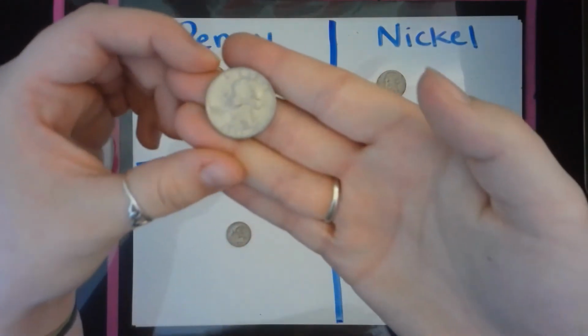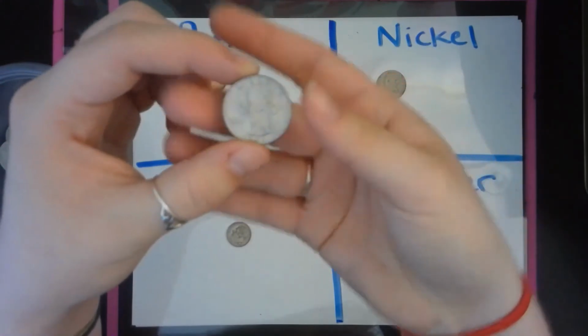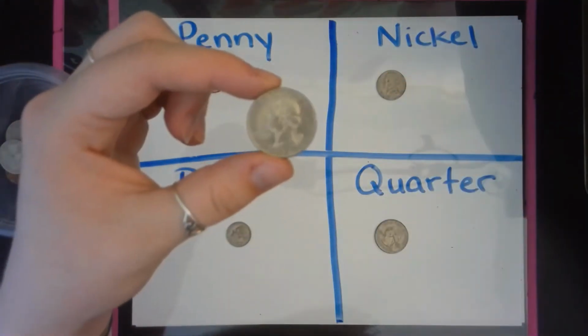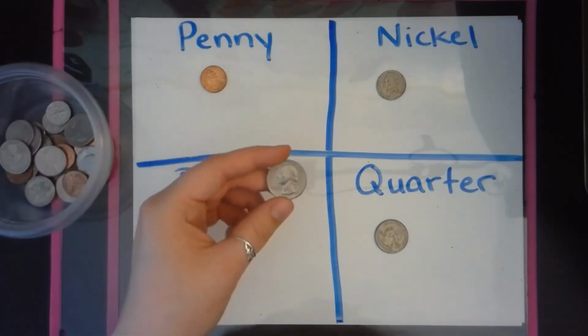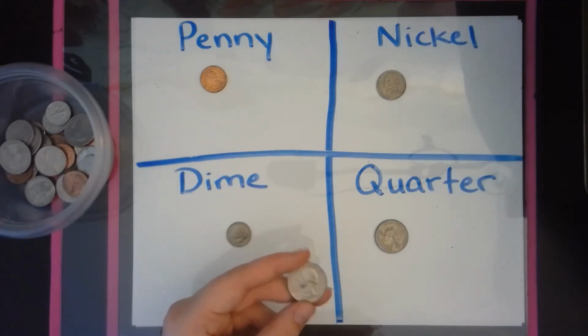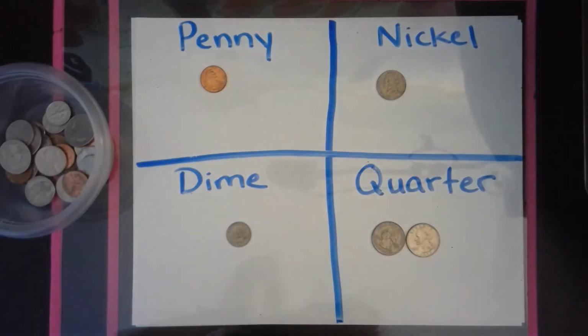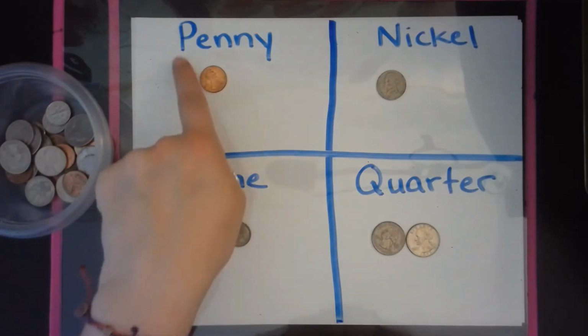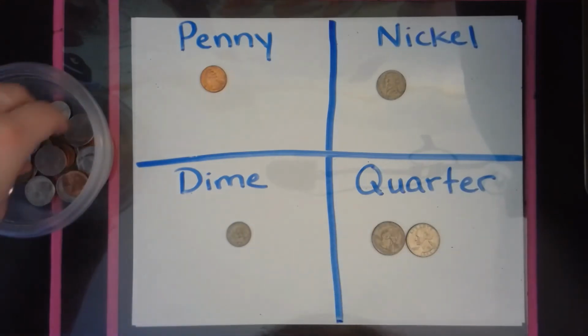Which coin is this? A quarter. This is a quarter. Say it with me. A quarter. Quarter. Where does the quarter go? Over here. Remember, if you can't remember which word goes with the coin, you can always listen to the beginning sound of the coin's name to match it with one of the beginning letters. Let's do another one.